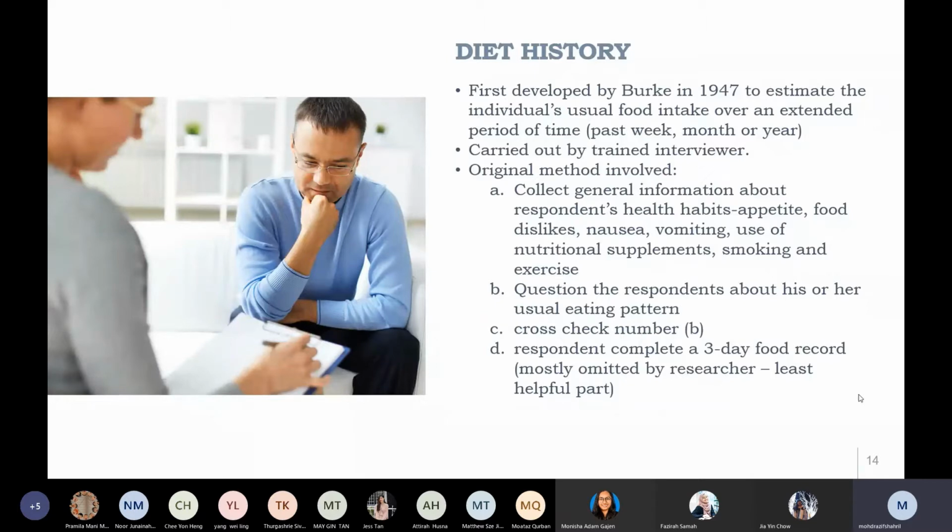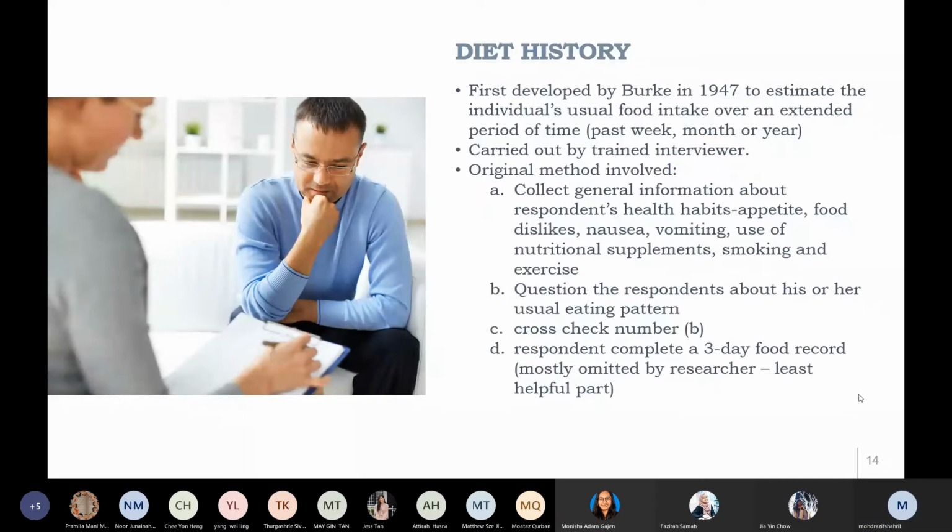So the original method involved collecting general information about respondents' health, habits, appetite, food dislikes, nausea, vomiting, use of nutritional supplements, smoking, and exercise. And questions on the respondent's usual eating pattern. And then we cross-check what we have just asked about their eating pattern. And the respondents complete a 3-day food record. Mostly, this step is omitted by the researcher because it's very unhelpful to have two types of dietary methods in a study.